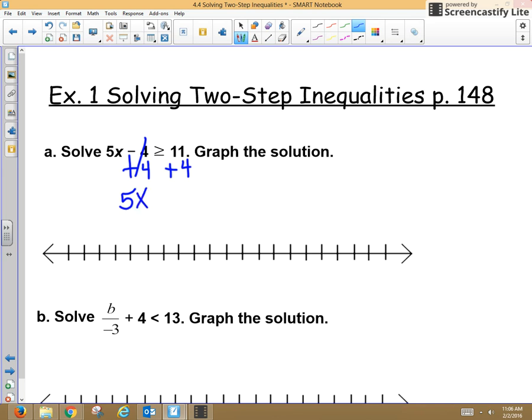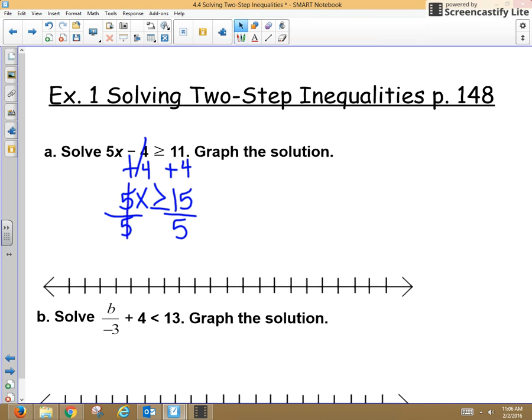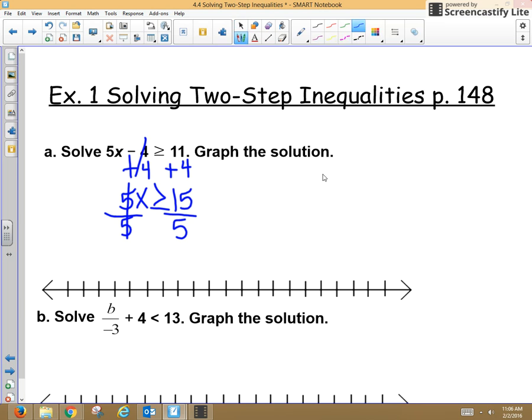And I can bring down 5x is greater than or equal to 15. Now to isolate my variable x, I need to divide both sides by positive 5. Remember, if you multiply or divide by a positive, the symbol stays the same. So now I have x must be greater than or equal to 3.